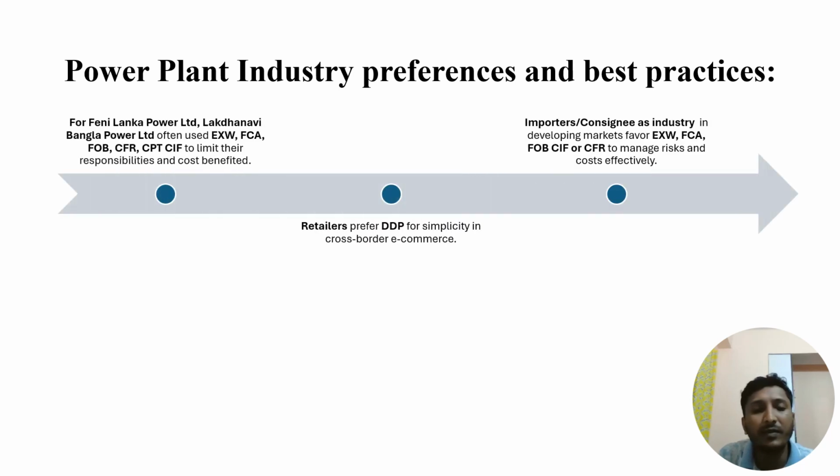Power industry reference and the best practices. In Sri Lanka and similar cases, we have seen power plants using EXW, FCA, FOB, CPT, these types of Incoterms, which we use as our case study. Along with the importer-concerned industry, delivering under EXW and FCA is the most used in power plant related industries.